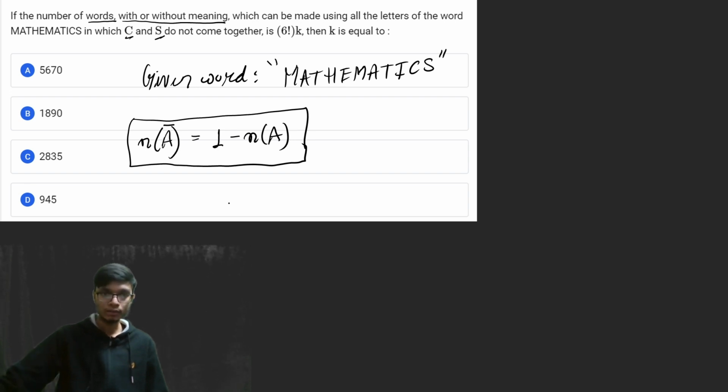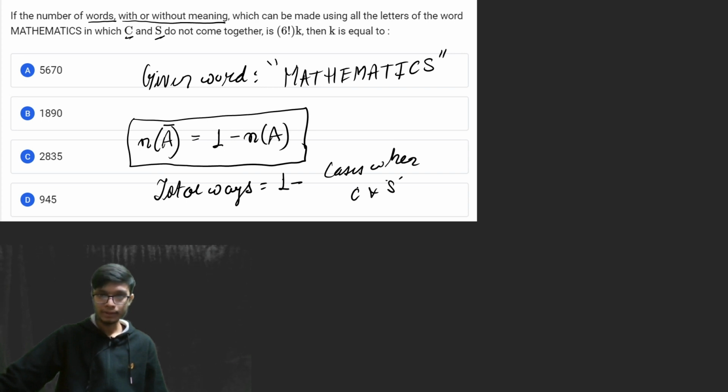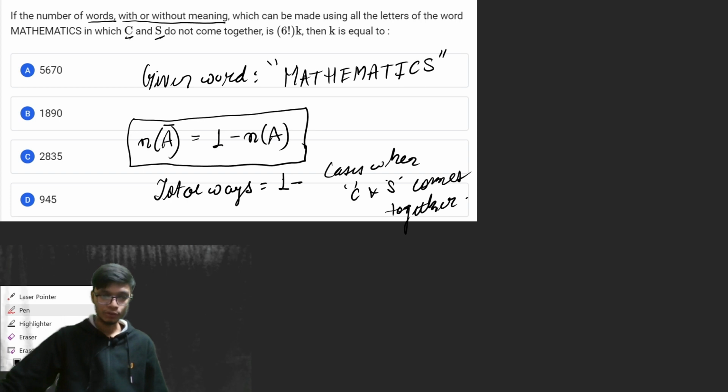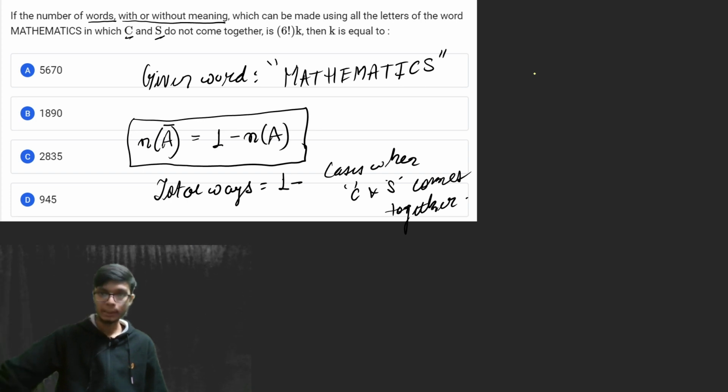So I will say the total ways or total words possible is the total minus the cases when the letters C and S come together. I need to solve for the cases when the letters C and S come together. So let me understand how we can solve this problem. If you look at the letters of the word mathematics, the total words that can be permuted, total words possible.